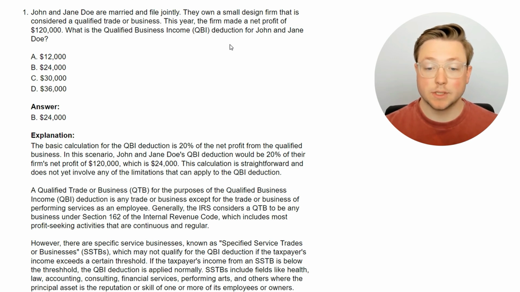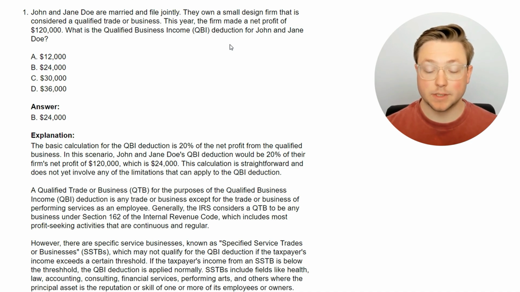A qualified trade or business, for the purposes of the qualified business income deduction, is any trade or business except for the trade or business of performing services as an employee. Generally, the IRS considers a QTB to be any business under Section 162 of the Internal Revenue Code, which includes most profit-seeking activities that are continuous and regular. Now, with that said, that doesn't mean that if you work in a service industry you're totally blocked from the QBI deduction. Let's read a little bit more.